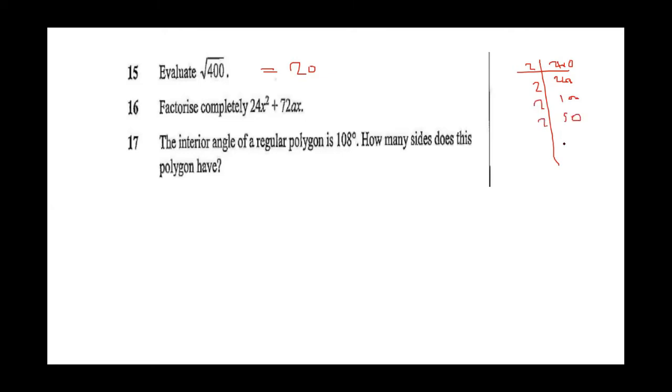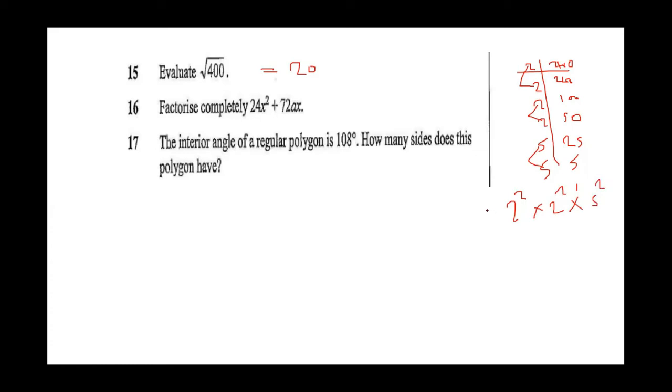Then 2 into 100 is 50, then 2 into 50 is 25. In 25, the smallest number that can go there is 5. So 5 into 25 is 5, then 5 into 5 is 1. So you count the 2s, 1, 2, so this one will be 2 to the power 2. Group them into pairs: 2 to the power 2 times 2 to the power 2 times 5 to the power 2.